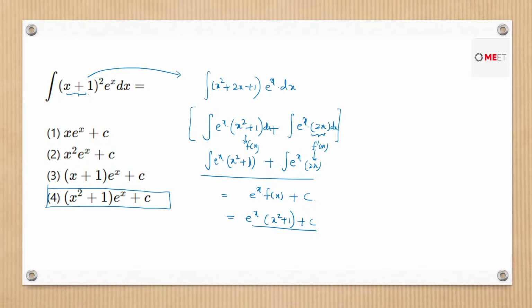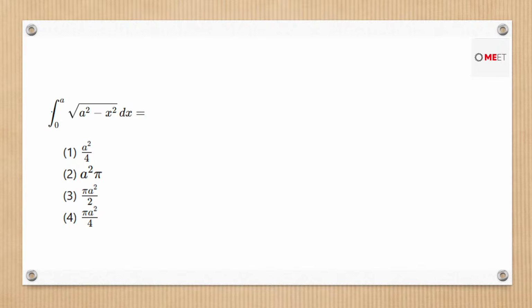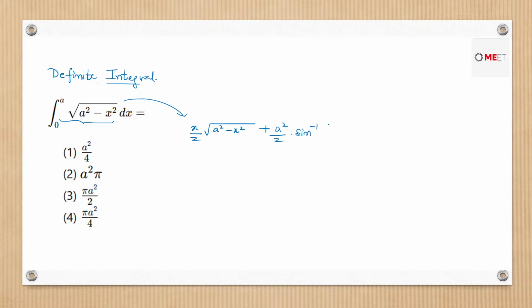Moving to next question. Integral 0 to a root over a square minus x square dx. So this is a standard result we need to use, and this is evaluation of a definite integral. So the formula for this will be x by 2 into root over a square minus x square plus a square by 2 into sine inverse of x by a.